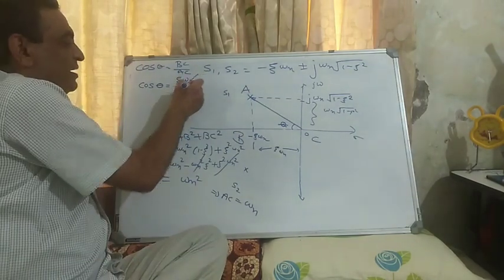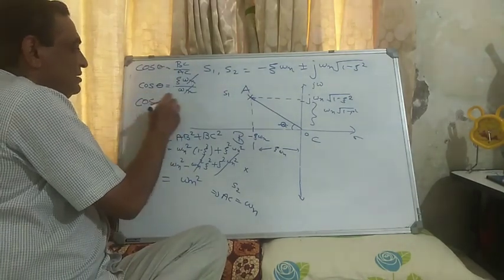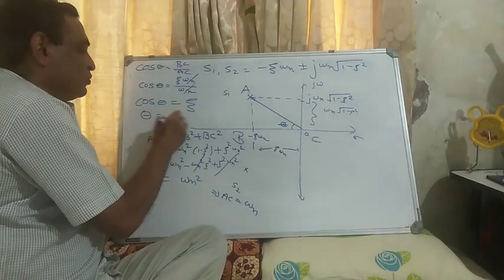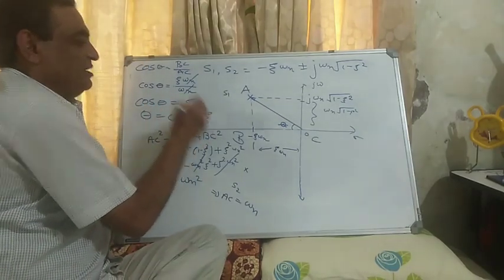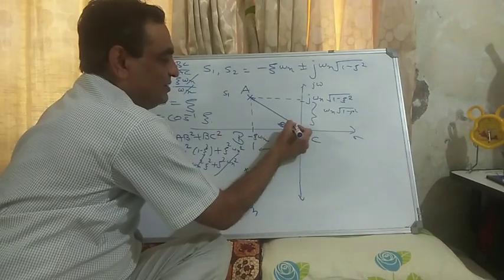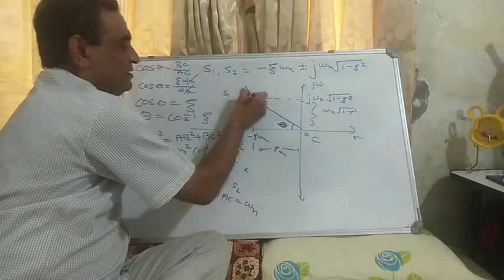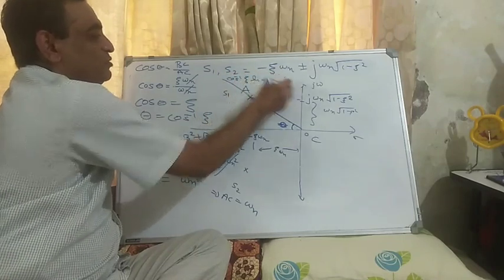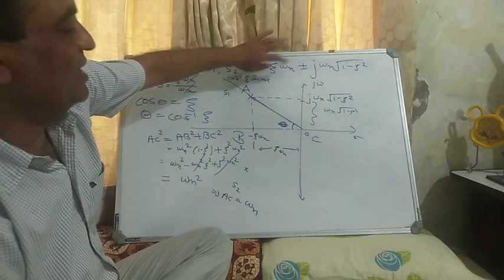It means omega n cancels. So cos theta is equal to xi. So theta is equal to cos inverse of xi. This line is actually the cos inverse xi line. I can say this is known as the cos inverse of xi line.